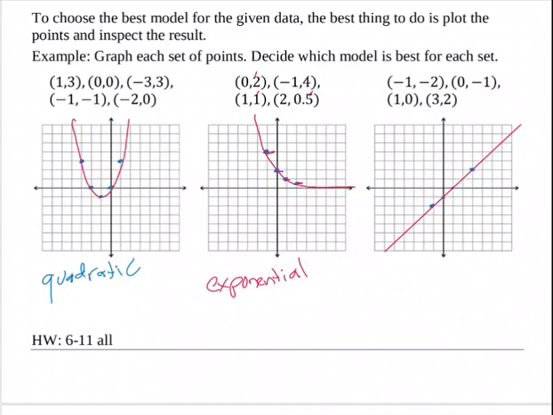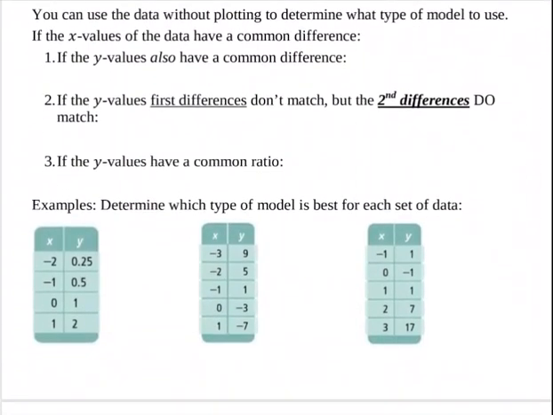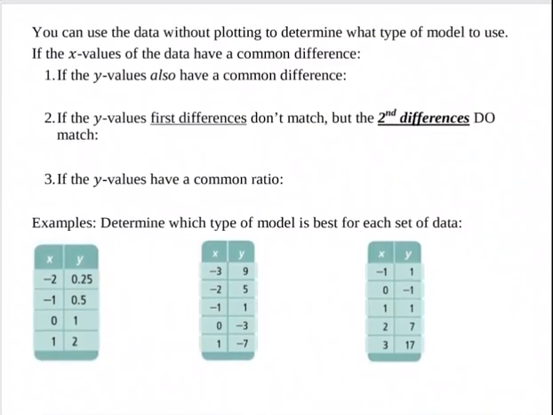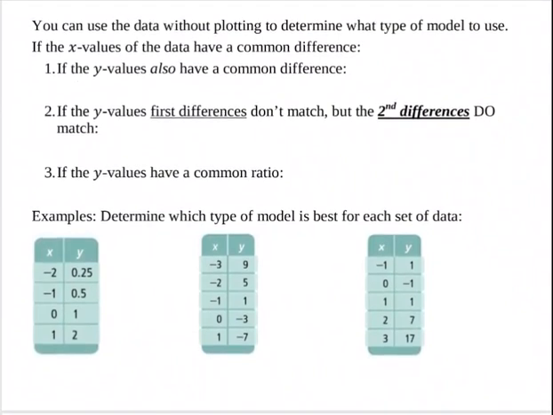So that's the idea on 6 through 11 on the homework. You're just plotting points and seeing what the situation calls for, a linear, exponential, or quadratic. So now we can also use the data without plotting on a graph to determine what type of model we can use. There's some very basic math that we can do here to determine what type of model to use. So the first thing we check is if the x values of the data have a common difference. That just means, are we going up by the same amount each time?